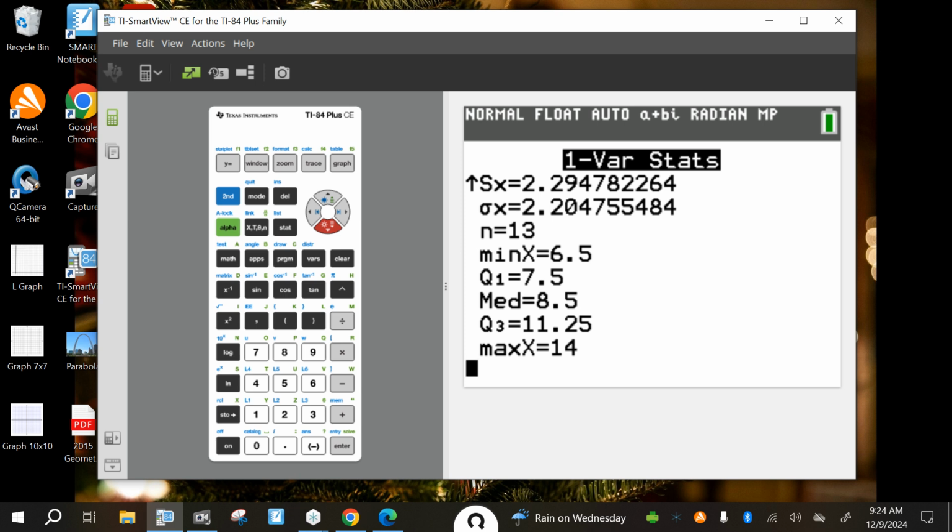Now, these 5 things right here are what you use to make a box and whisker plot. So if you ever made a box and whisker plot, maybe in elementary school or maybe Math 1, you have a box and then you have your 2 whiskers. So this is the min, this is your first quartile, the median, your third quartile, and your max.